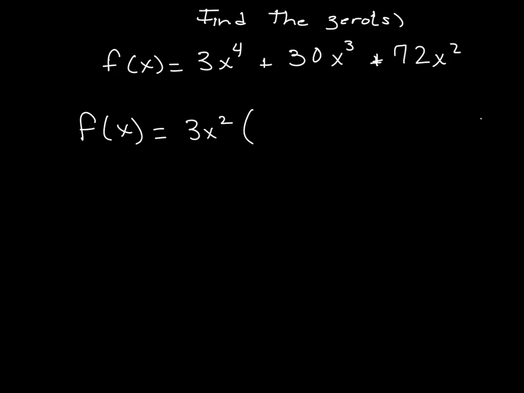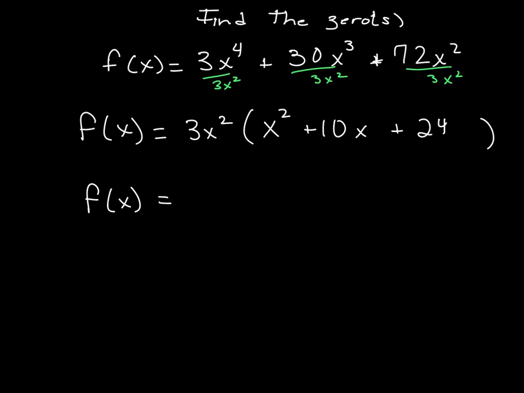Now when you have a GCF, remember what you're really doing is dividing each of these terms by 3x squared, and then you see what you're left with. So my first term inside the trinomial is going to be just an x squared, because when you divide, you subtract the exponents. 30 divided by 3 gives me a positive 10x, and 72 divided by 3 is plus 24. Now I can go through and factor that trinomial one more time.